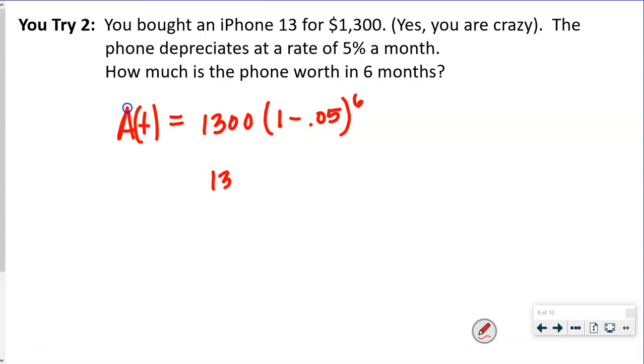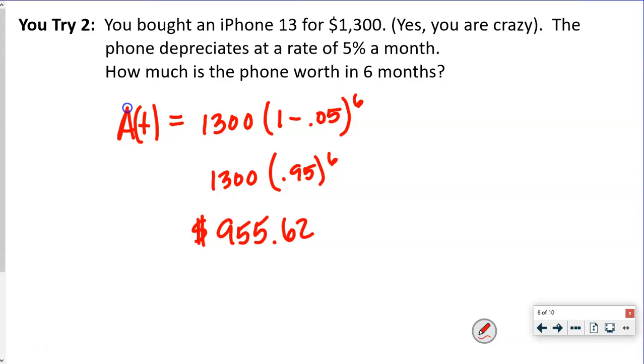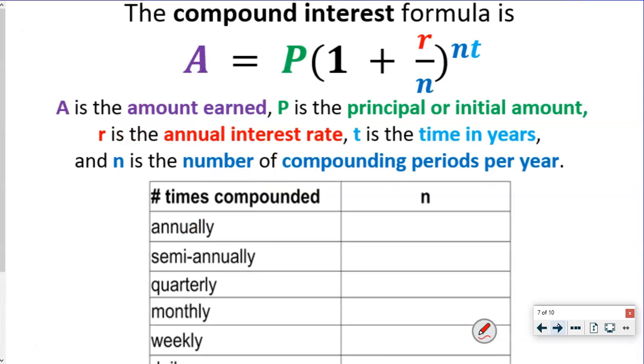So once again, this is going to be 1,300 times 0.95 to the 6th power, right? So go ahead and do that in the calculator. And when you do, you're going to get $955.62. Okay? All right, now we're going to talk about compound interest.